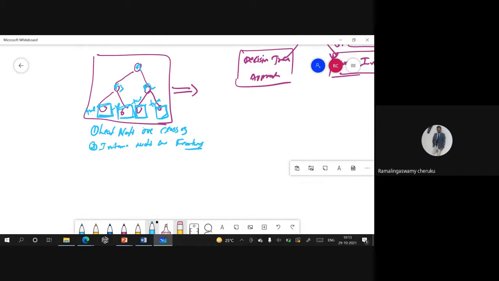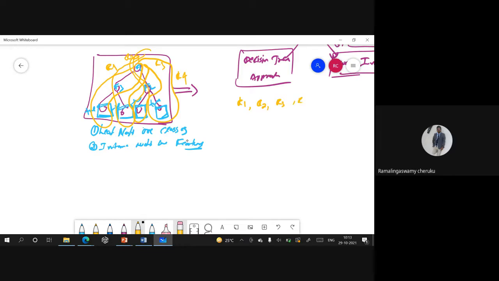So how can I generate the rule? The rule can be generated by traversing from the root to the leaf. This is one rule, let it be R1. The other rule is R2. The other rule is R3. The other one is R4. There are totally four rules: R1, R2, R3, and R4.